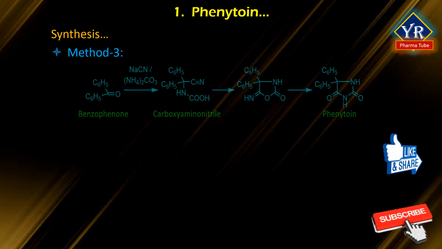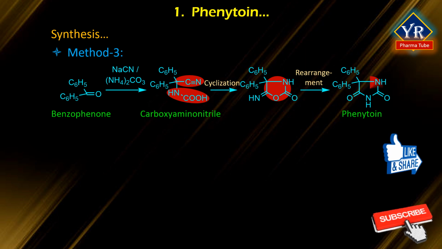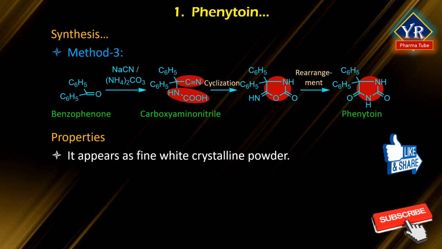The third method involves the reaction of benzophenone with sodium cyanide in the presence of ammonium carbonate, followed by the simultaneous cyclization of the resulting product, that is carboxyaminonitrile, and its rearrangement under the reaction conditions to form phenytoin. Phenytoin appears as a fine white or almost white crystalline powder. It is an odorless or almost odorless and tasteless compound.